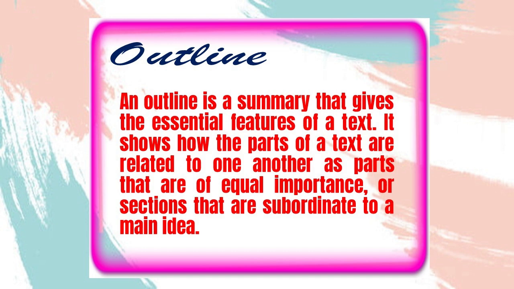So next, outline. An outline is a summary that gives the essential features of a text. It shows how the parts of a text are related to one another, as parts that are of equal importance or sections that are subordinate to a main idea. Meaning to say, lower sections, mas bababa, inferior or less important than the main idea, no? And we also have two different kinds of outline.